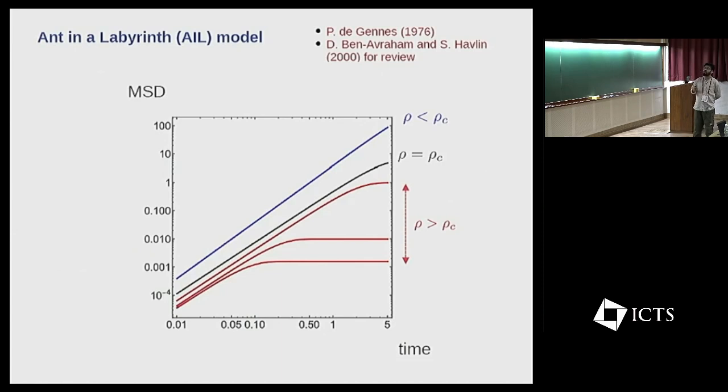One of the signatures to see this is via the MSD as a function of time. So for rho greater than rho c, the MSD saturates to some finite value, whereas at or below the threshold, the MSD doesn't saturate, it keeps on increasing.